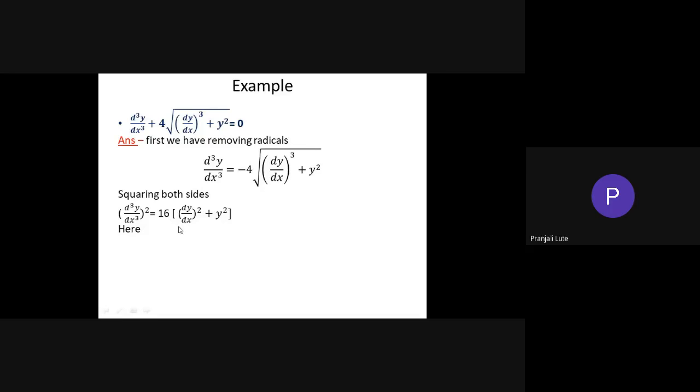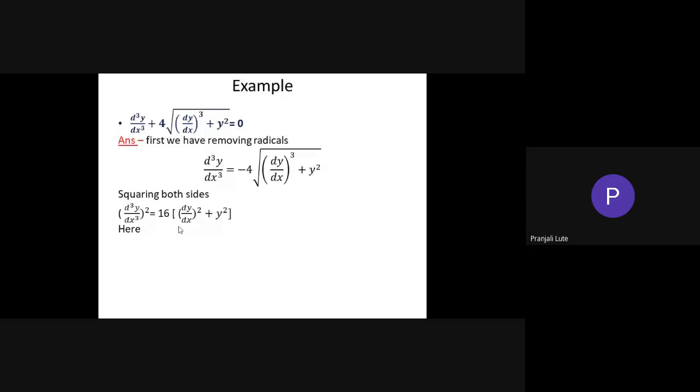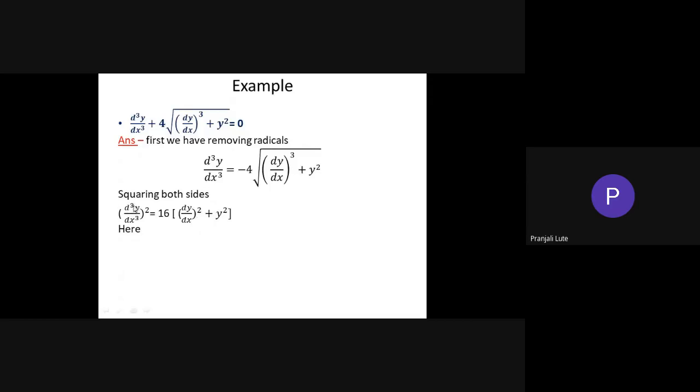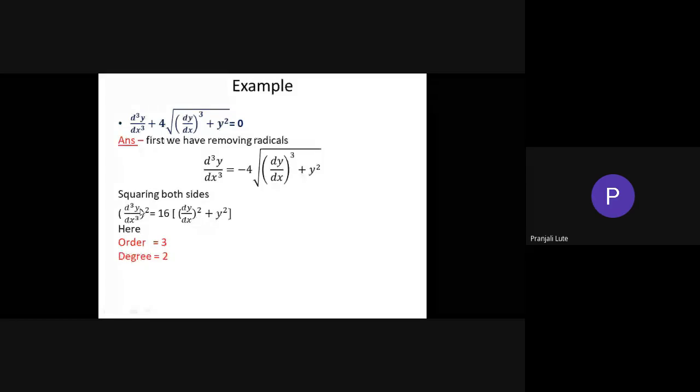So it is possible to find out the order and degree of that differential equation. So at the highest derivative, d cube y by dx cube is the highest derivative. So the power of that highest derivative is the degree, means degree is 2, and the highest derivative is 3. So what is the order and degree? Order is 3 and degree is 2.